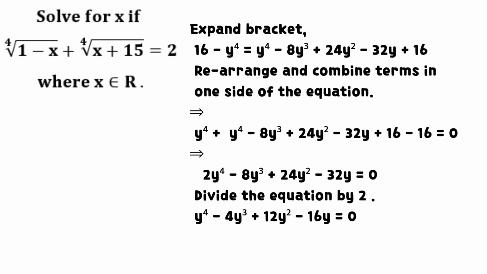Divide the equation by 2. And we have that y to the power of 4 minus 4 times the cube of y plus 12 times the square of y minus 16 times y equals 0.